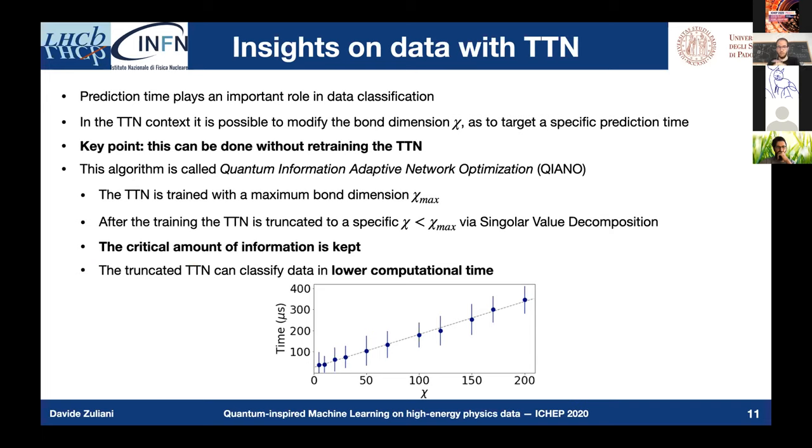As I said, the bond dimension is the dimension that controls the approximation of the general tensor. And we will see that actually the critical amount of information is kept. But the truncated tensor network can classify your data in a lower computational time, as you can see in the graph here. You see that there is a direct proportionality between the bond dimension chi and the prediction time.